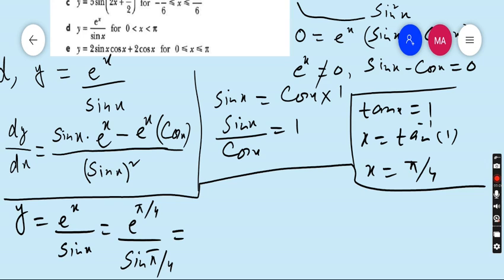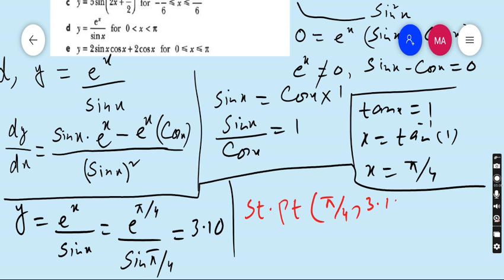Our final answer is 3.10 with the help of calculator. So the stationary point is x equals pi by 4 and y equals 3.10. Now we have to find the nature of this stationary point.